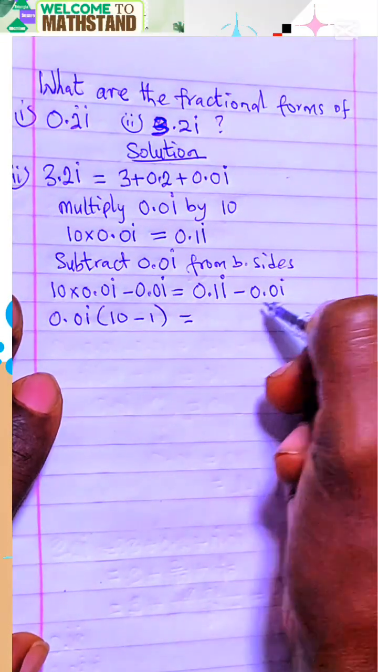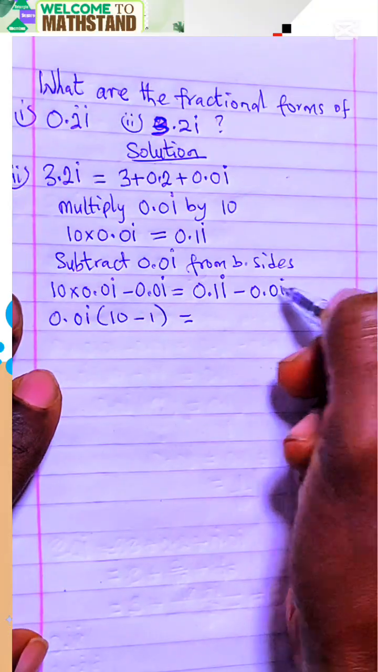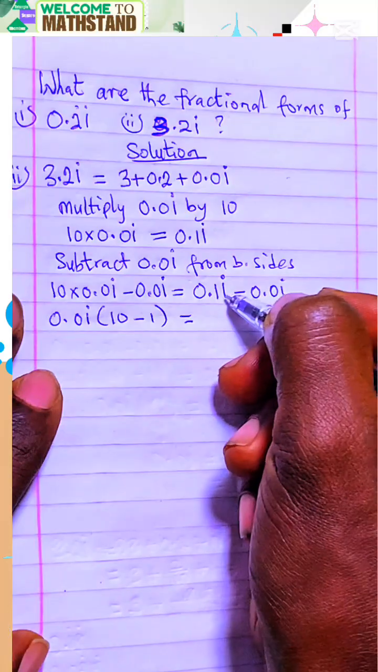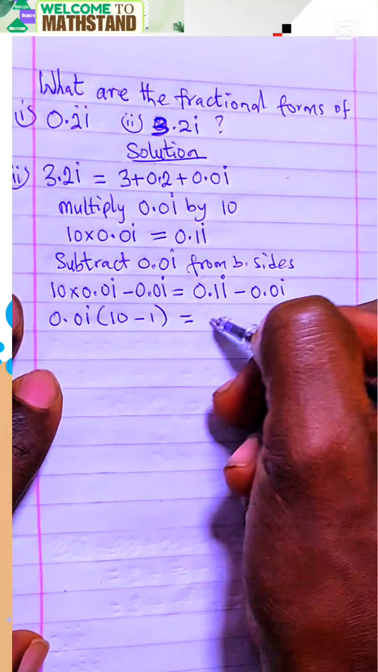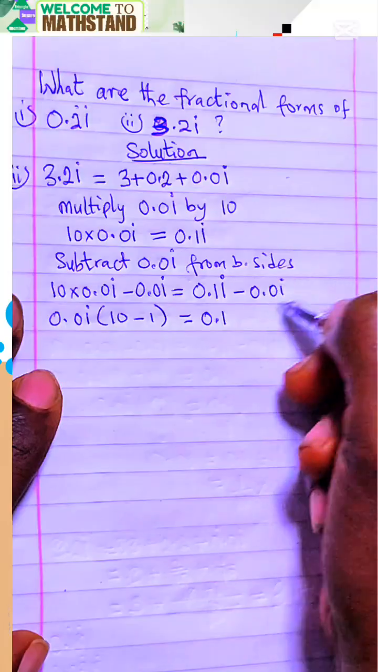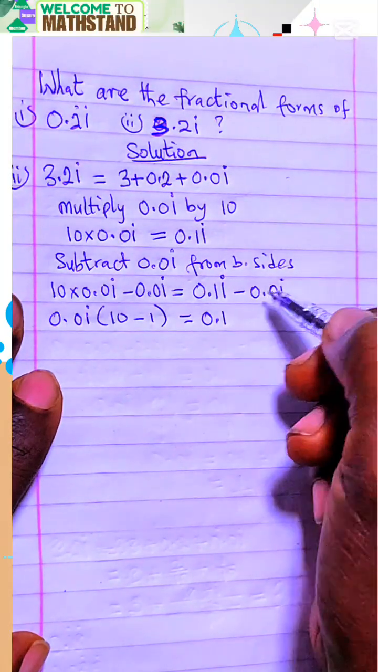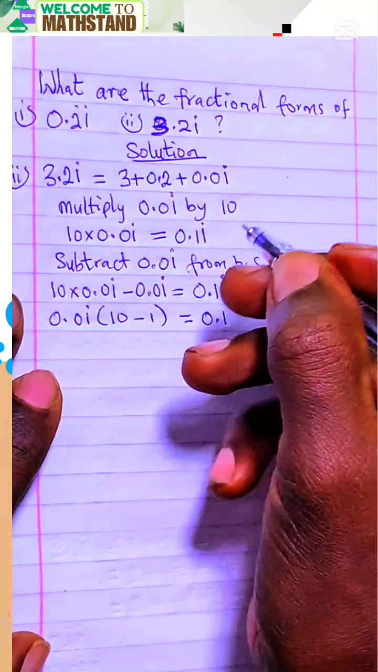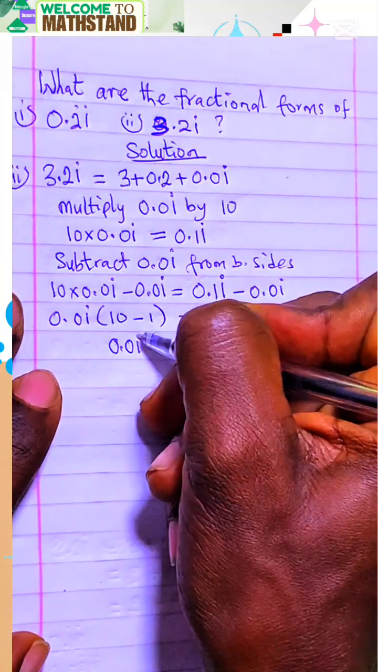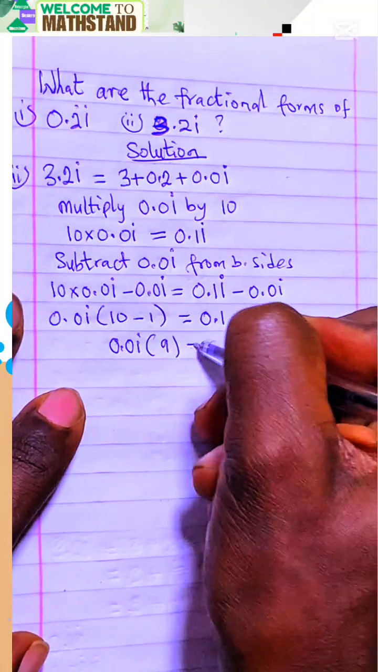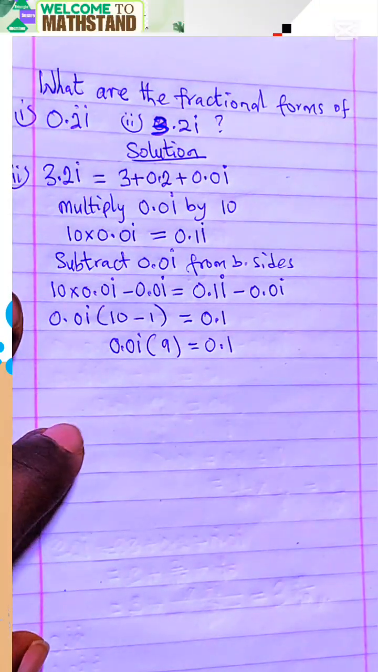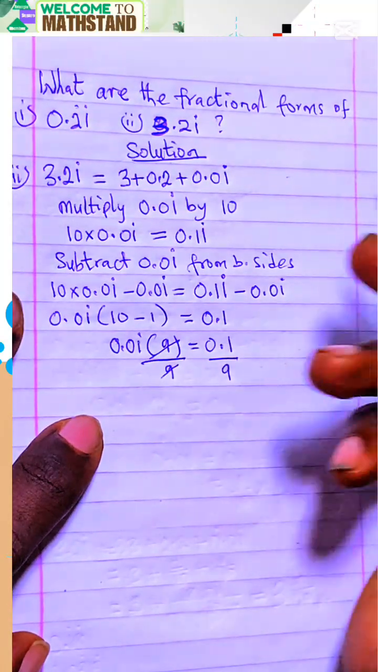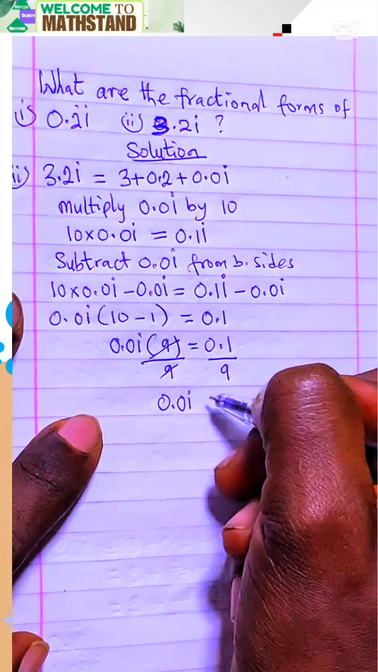So at this point, it's possible for us to subtract, because the decimals are now familiar. So 0.11 minus 0.01 will give us 0.1. So the recurring part is gone because you subtract it. So we now have this. 10 minus 1, we have 9. So we have 0.01 recurring times 9. So divide both sides by 9. We have this 9 up here, and 9 down, so they cancel. We now have 0.01 recurring left.